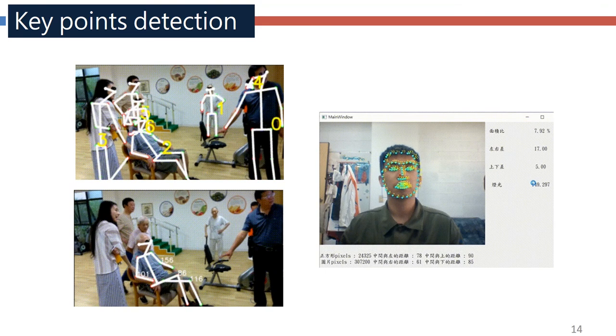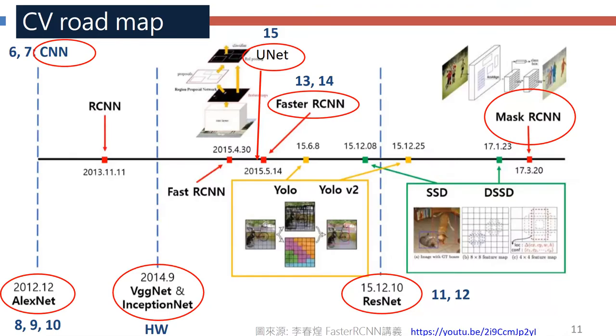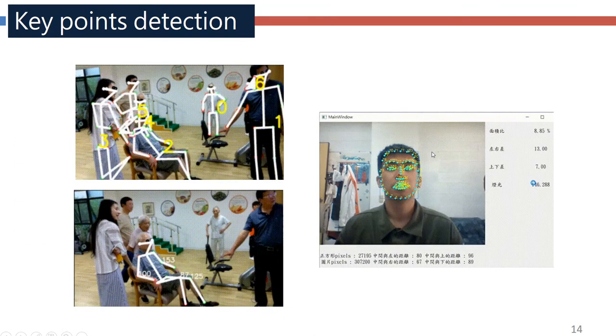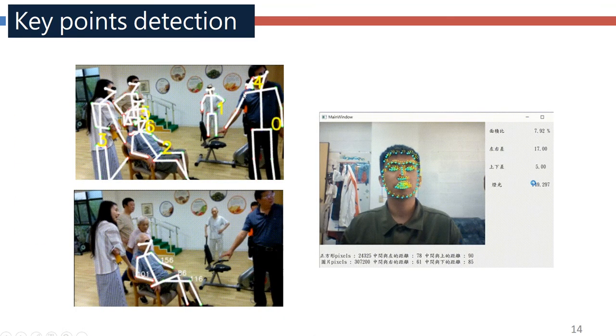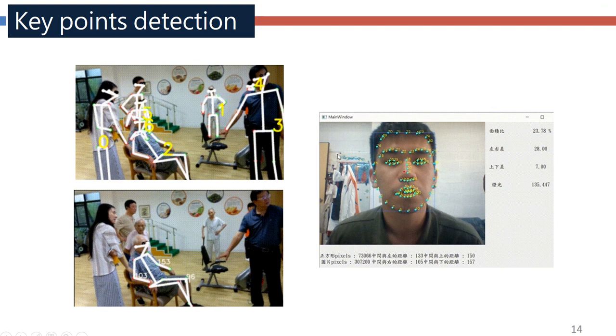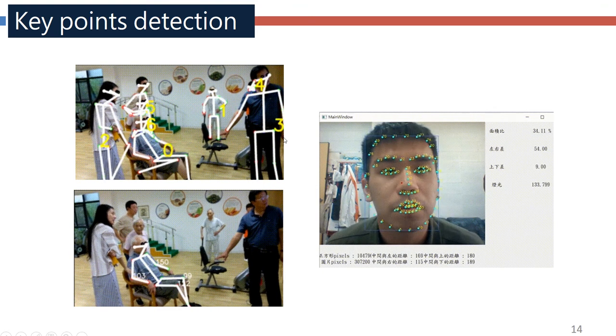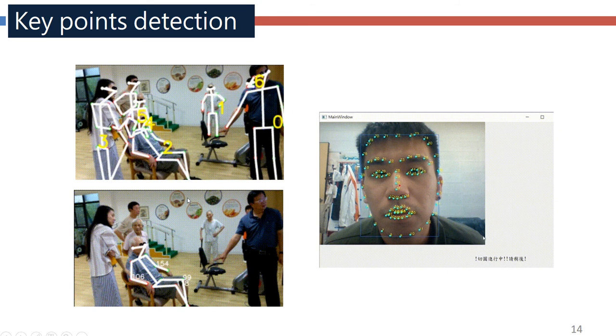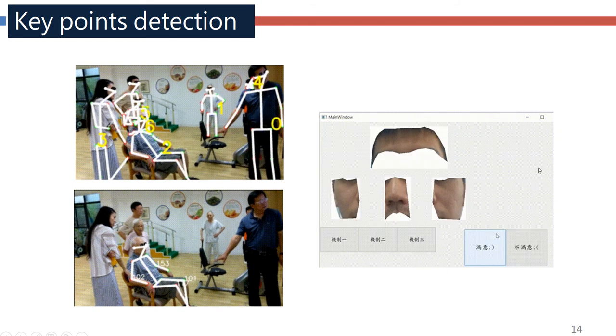And if we extend instance segmentation, we can further label and train the neural network to identify the joints. Okay, the joints. So here we show key point detection on the body or key points on the face.